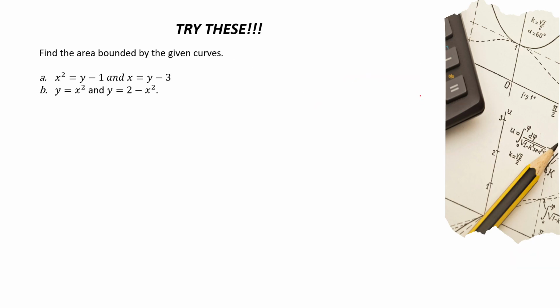Okay, so try this at home. Find the area bounded by the given curves: y is equal to x squared and y is equal to 2x minus x squared. Thank you so much for listening, and solve this one and submit it during our meeting. Let's try this.